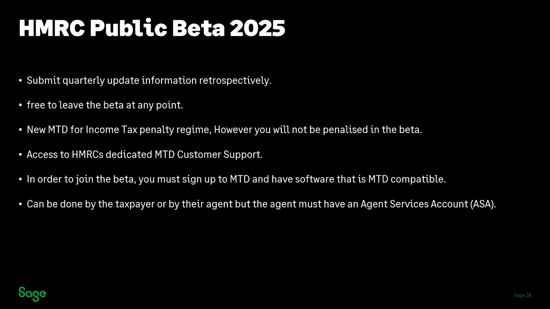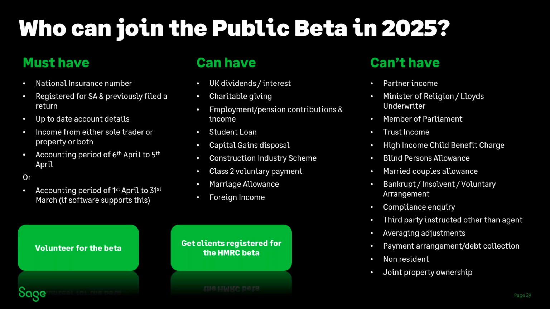So if we pop to the next slide, I have provided some links on this guide, on this slide particularly. I'm not going to go through the whole criteria. I will leave you to do that in your own time. However, what I will say is there are some must-haves, some things that you can have, and some things that mean that you will not qualify for the beta. I have provided a guide that has all the steps.